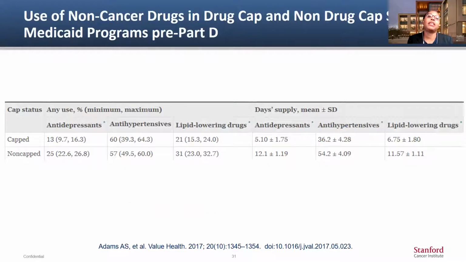So what we found was that the use of non-cancer drugs in drug cap and non-drug cap states before Part D really show these stark differences, where in drug cap states, we saw dramatically lower utilization of antidepressants, antihypertensives, and lipid-lowering drugs among people with cancer. Next slide, please.